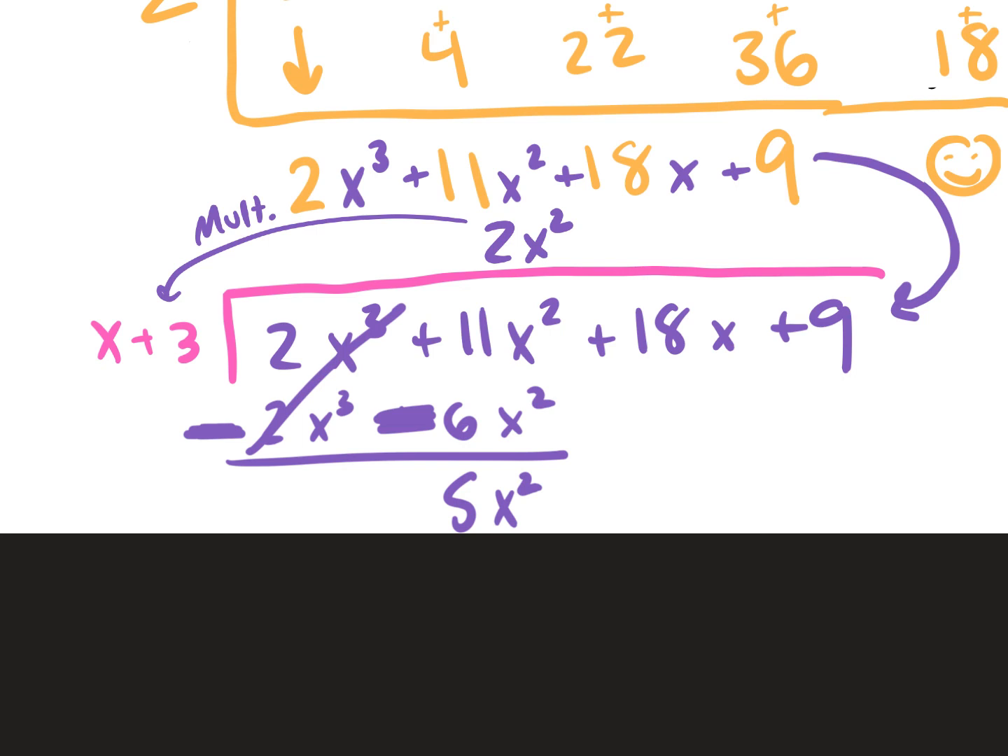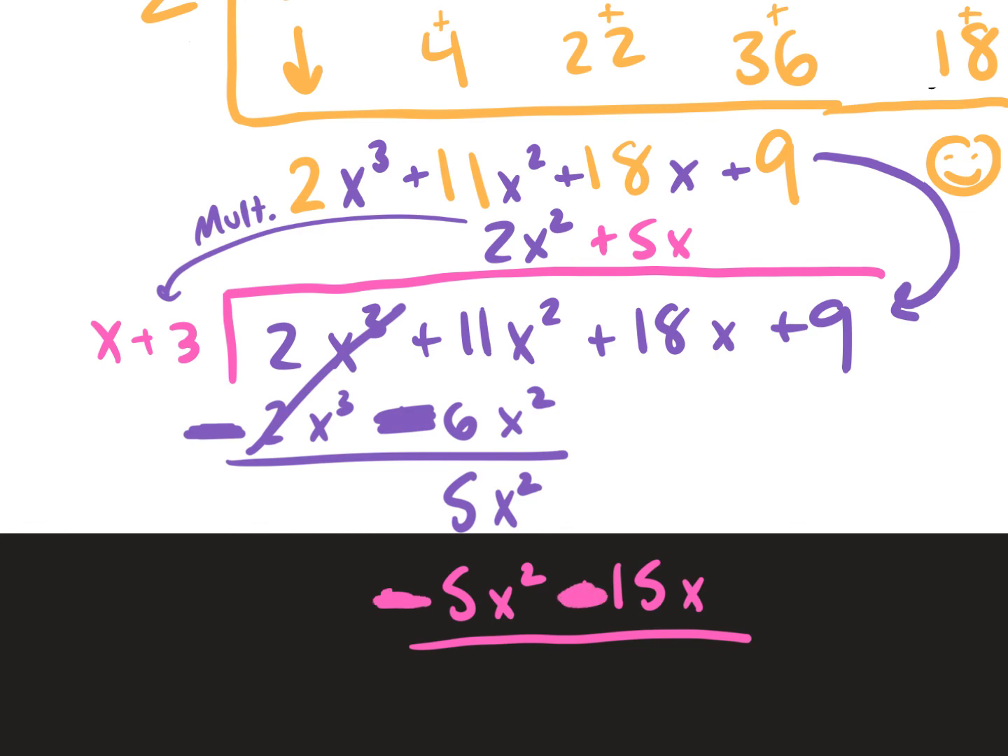Now again, start from the top. What times x gives me 5x squared? 5x. So then we multiply with everything on the outside. I get 5x squared. And then 5x times 3? 15x. What do I do next? Change the sign, and combine.